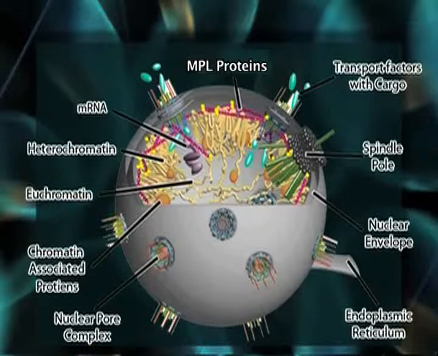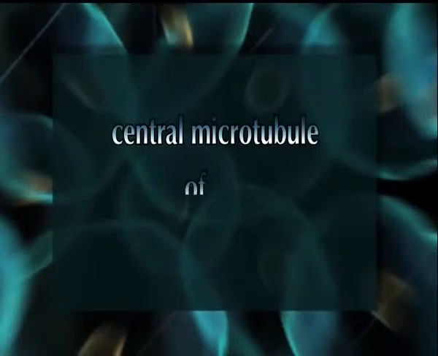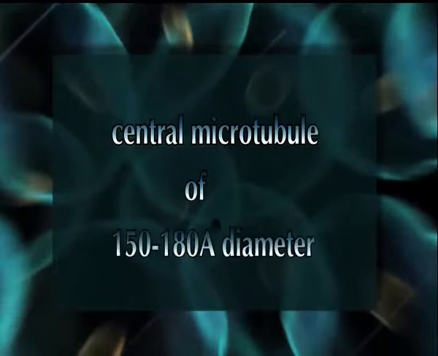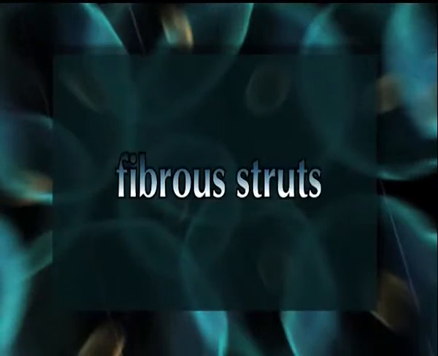Each microtubule is about 200 angstrom in diameter. It has been found that a central microtubule of 150 to 180 angstrom diameter is present within the lumen of the annulus and is attached to its inner wall by fibrous strands. It is thought that the annulus is a self-assembling structure that interacts with the nuclear membrane during the final stage of its formation. Now, the question arises, how is this nuclear envelope formed?